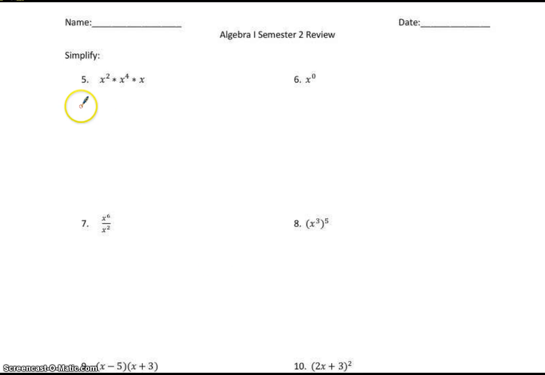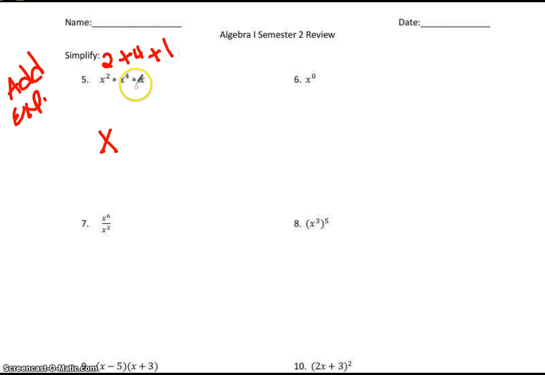When you are multiplying, you have to add your exponents. So my base is x. I have 2 plus 4 plus 1, because even though that x does not have an exponent, it's like x to the first. So 2 plus 4 plus 1 is 7, and that is your answer.